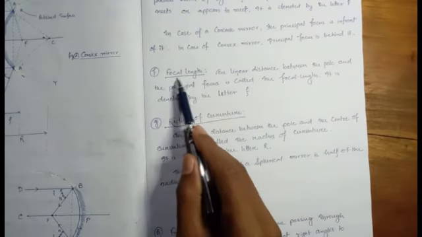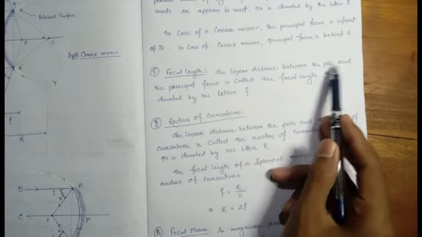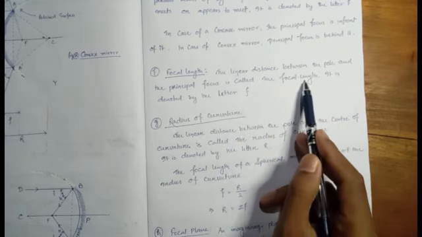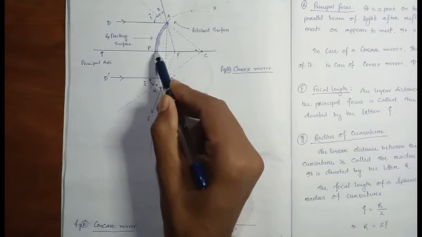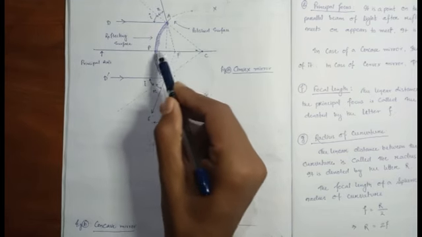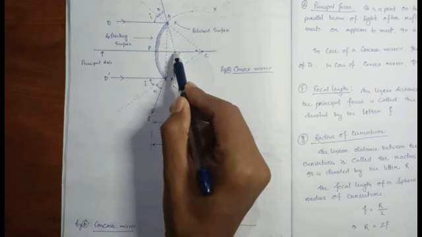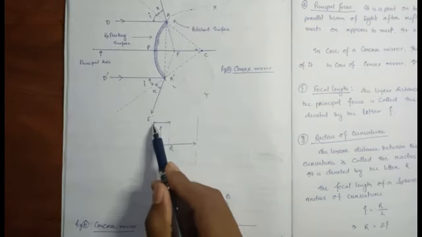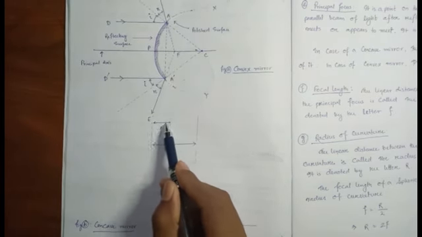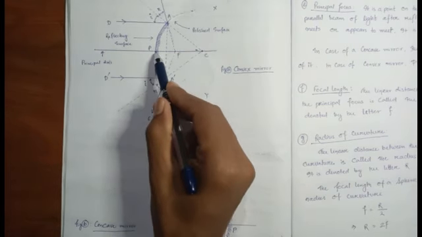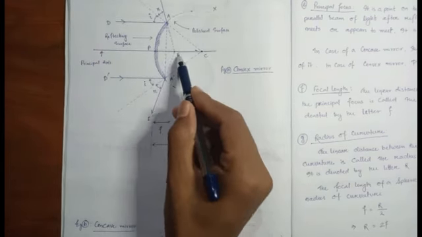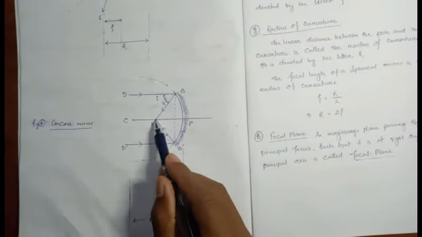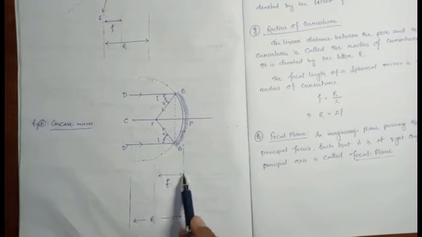Next, number G is focal length. The linear distance between the pole and the principal focus is called focal length. It is denoted by letter F. So you can see in this figure, this is the pole and this is your F. The distance between these 2 points, from pole to F. Understood? Distance from pole to principal focus, we have represented this length as simply F. Okay, the distance from pole to focus is called focal length. Here you can see this is your focus and this is your pole. So the distance between this focus and pole is called what? Focal length.